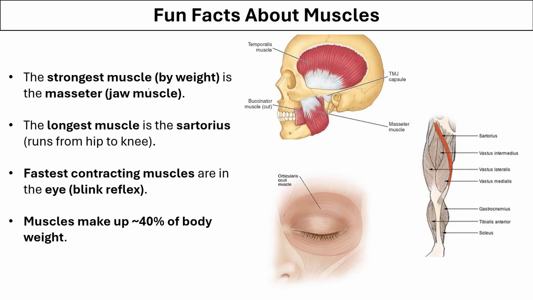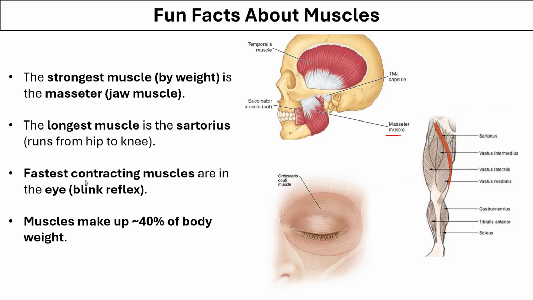Here are some fun facts about muscles. The strongest muscle of your body is the one in your jaw, which is the masseter muscle. The longest muscle in your body is the one that runs from your hip to your knee, kind of runs obliquely and is the longest.